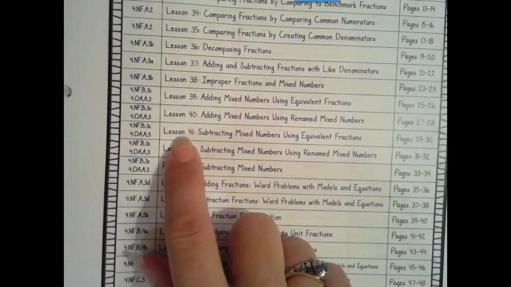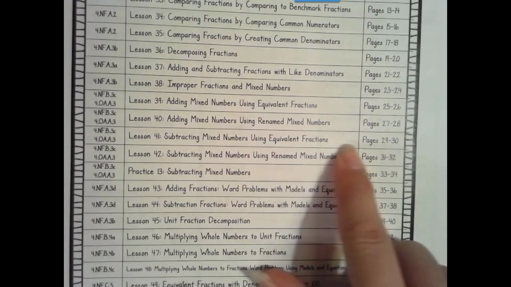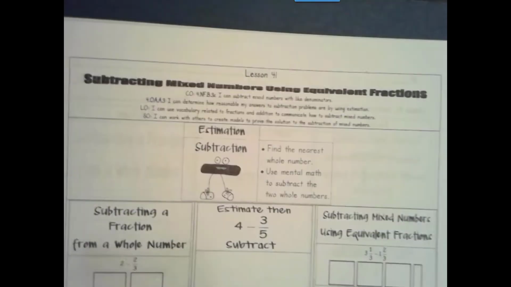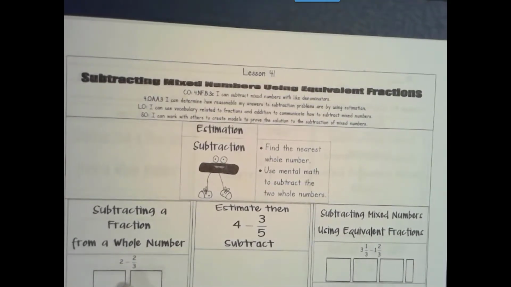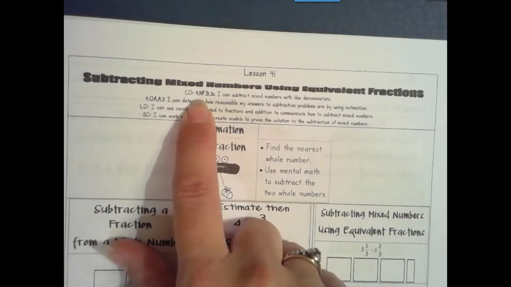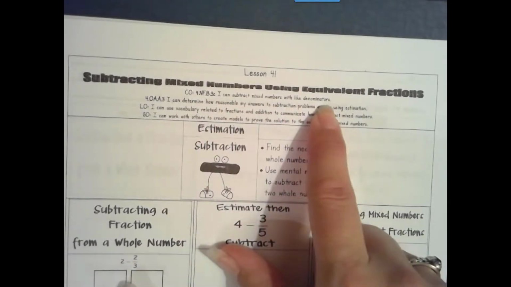So Lesson 41, Subtracting Mixed Numbers Using Equivalent Fractions, pages 29 and 30. Okay, so our content objective for 4th grade NF, Numbers and Operations Fractions, B.3c. I can subtract mixed numbers with like denominators.